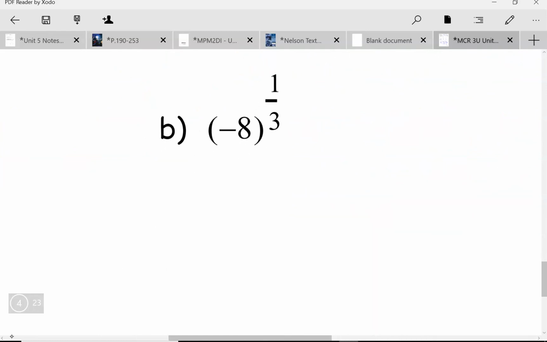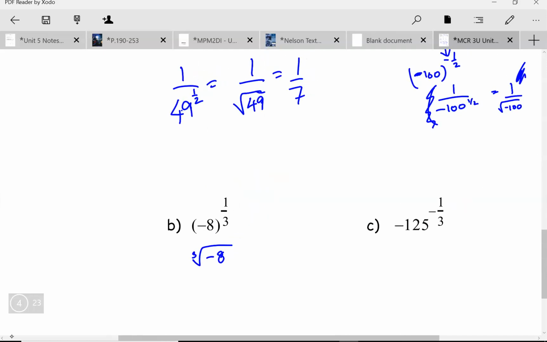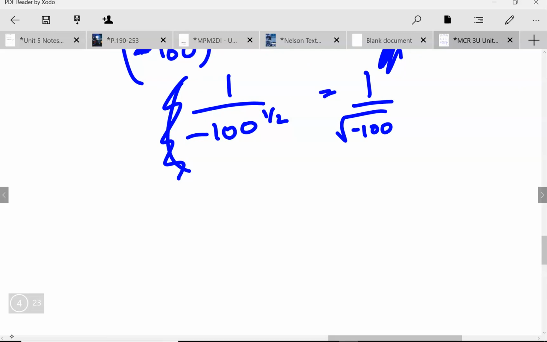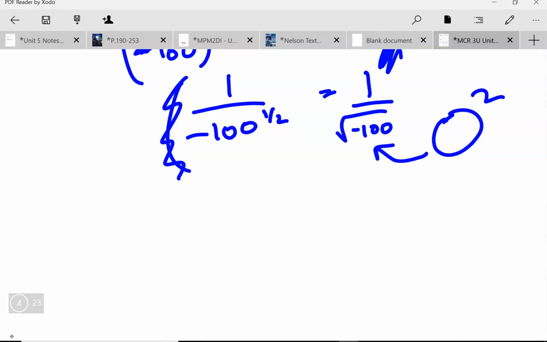Whatever. Moving on, negative 8 to the power of 1 over 3. Again, essentially what you need to be understanding here is you're doing the cube root of negative 8. And it's not like the square, so we know that square roots of negative numbers don't exist. Essentially what I'm asking myself is what number squared is going to give me negative 100, and it's impossible. There's no real number squared that's going to give me negative 100. So that's why this answer is impossible.